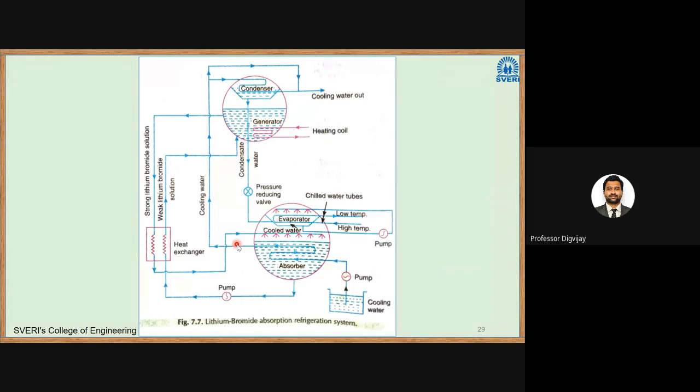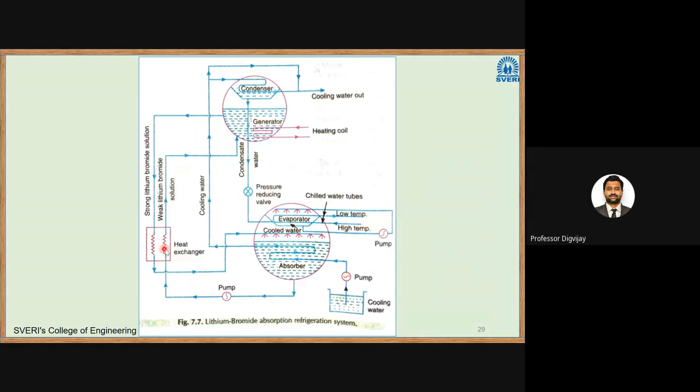What you see on the screen, there are two assemblies. In one assembly there is one shell, and in this shell the generator and condenser are grouped together. In the other shell, the absorber and the evaporator are grouped together. Once you understand this, the rest is very simple.